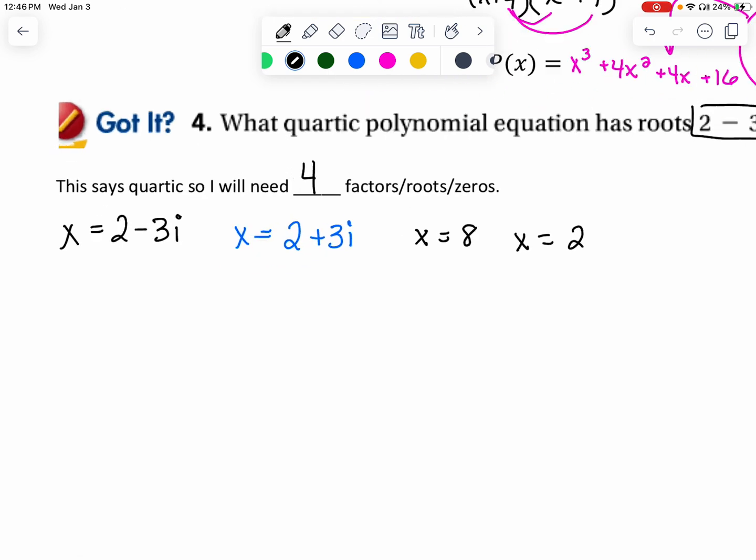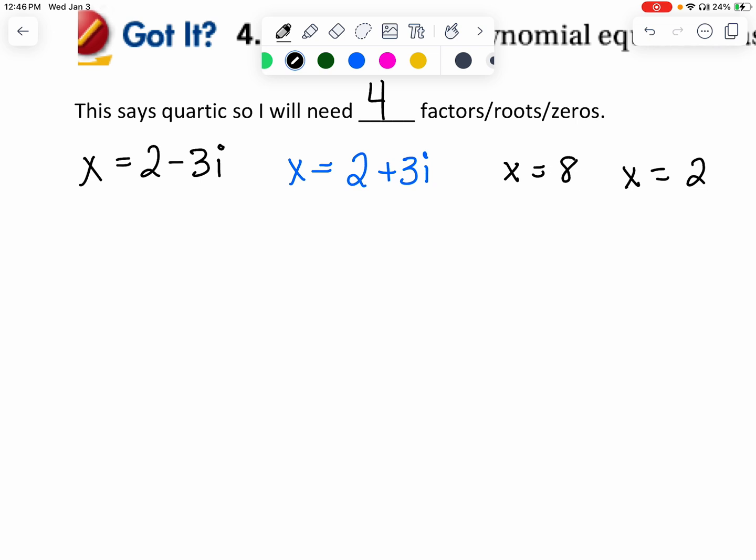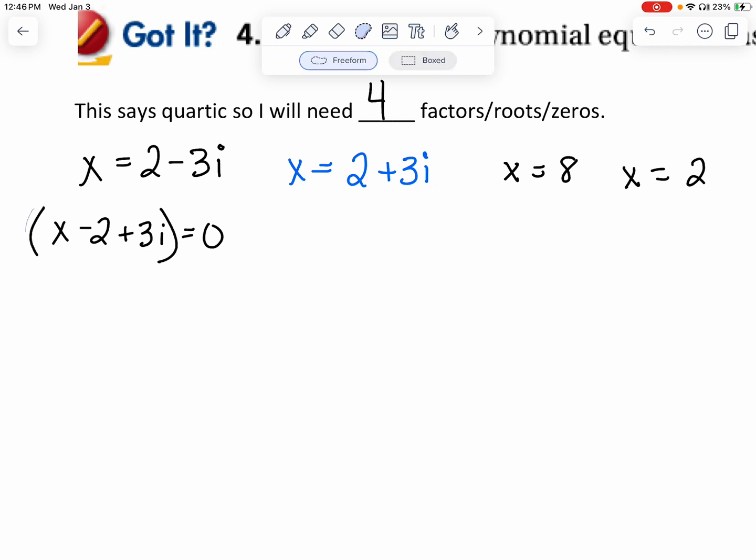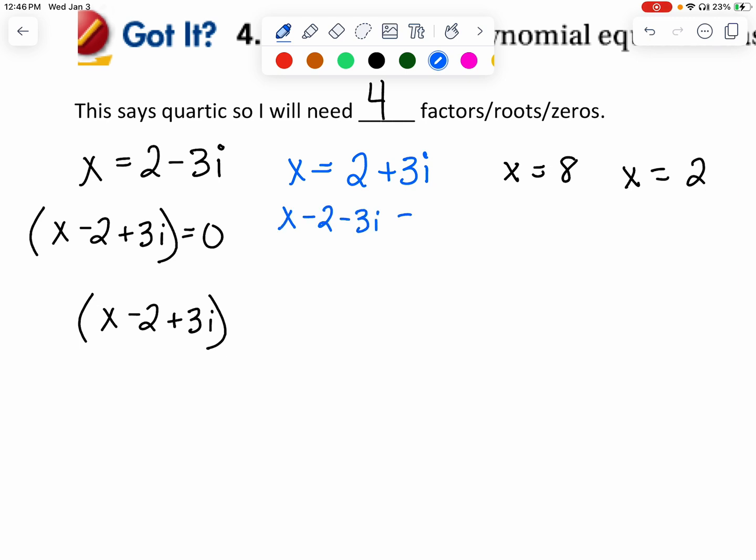So I have 4 roots here. Now it's time to set them each equal to 0. So if I took this 2 to the other side, it would be a minus 2. If I took that 3i to the other side, it would be plus 3i, and that would show you that's a root. So this is in parentheses when I go to make my polynomial. It's my first one. Now if I set this equal to 0, I'm going to have a minus 2 and a minus 3i, and that goes in parentheses because I'm working my way backwards. This would be x minus 8. This would be x minus 2.